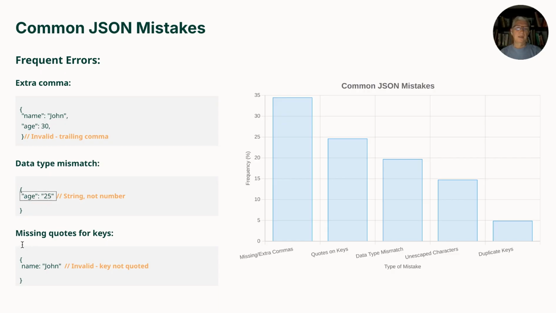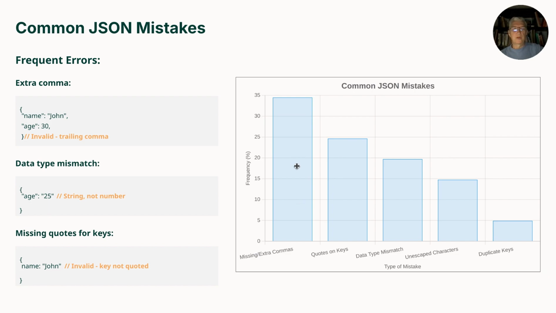Another common problem is people forget to put double quotes around the key itself. So in this case, name should be in double quotes. Otherwise it's not valid JSON. So these are statistics of how often these errors are happening. Missing or extra commas account for about one third of the errors that people have with JSON. Quotes in the keys, that's number 2. Data type mismatch is number 3, and you also have unescaped characters and duplicated keys.